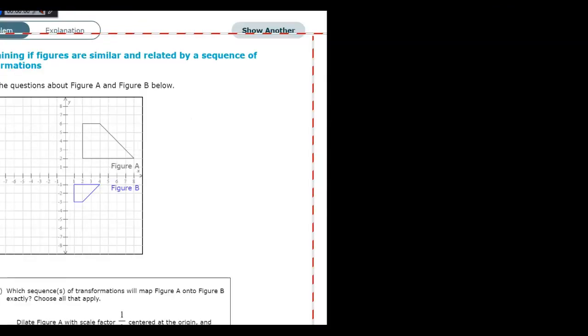Okay, the last one here, you guys, is determining if figures are similar and related by a sequence of transformations. So let's see what we got here. Answer the question about figure A and figure B. So we're looking at that information that's right there.